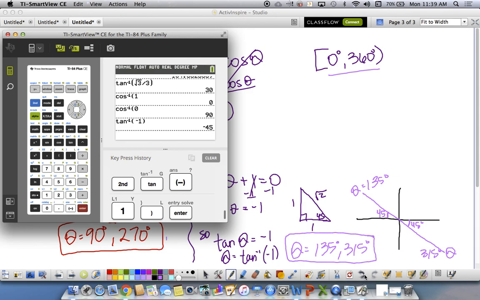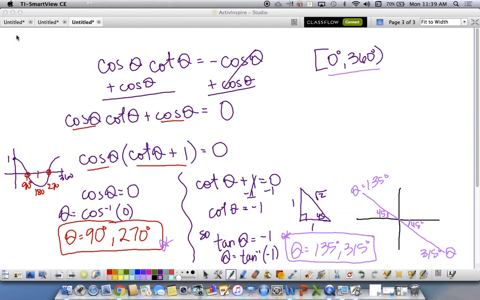This problem has 4 answers. Put that calculator away. We've answered this problem. There may be one that you have to factor, like a quadratic.